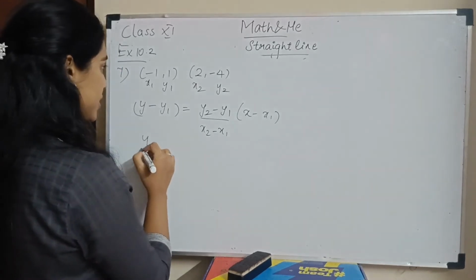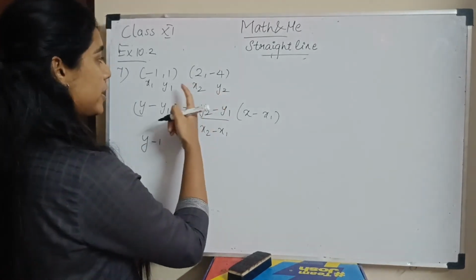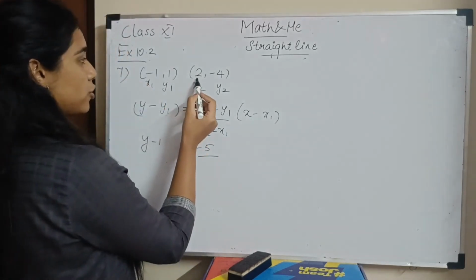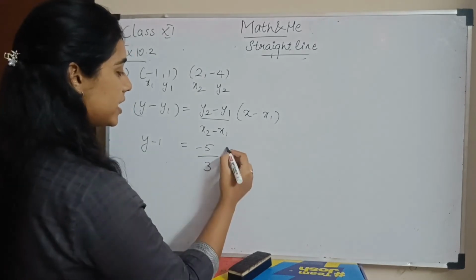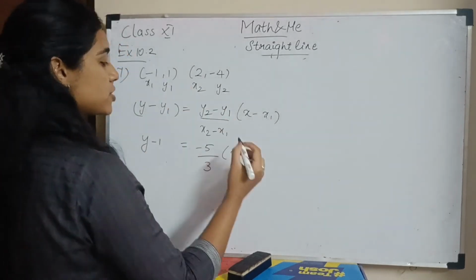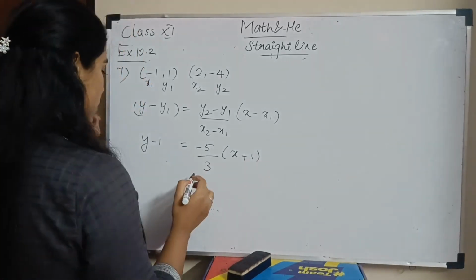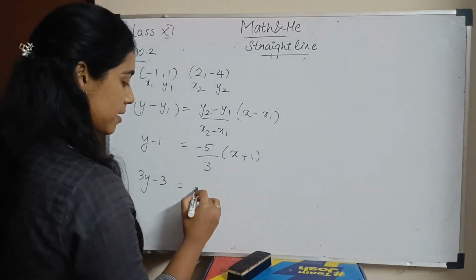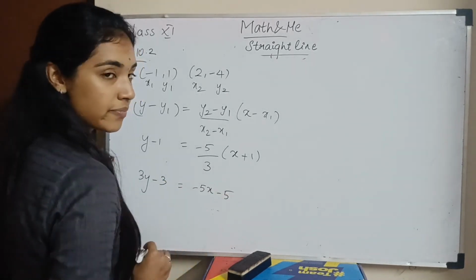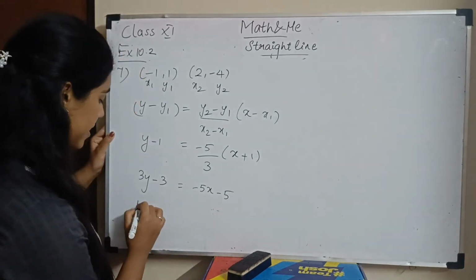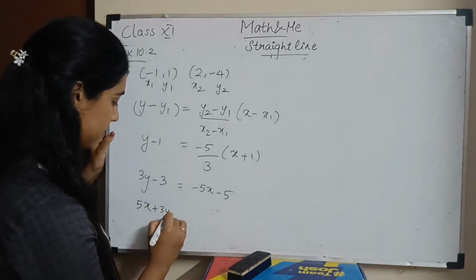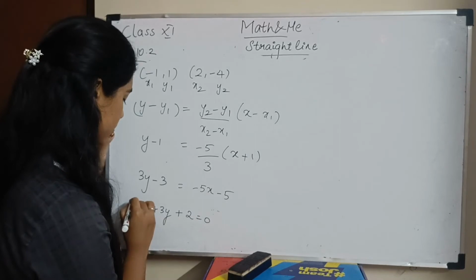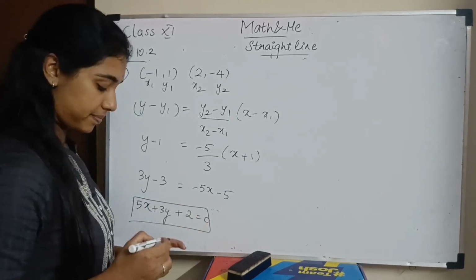So what is your y1? Y minus 1 equals y2 minus y1. Minus 4 minus 1, minus 5, divided by x2 minus x1. 2 minus of minus 1 is 2 plus 1, 3. X minus x1. So it is plus 1. Okay. So now I am going to multiply this. So it will be 3y minus 3 equals minus 5x minus 5. I am going to bring everything to the left hand side. So I have 5x plus 3y minus 3 plus 5. So I have plus 2 equals 0. Okay. This is the equation.